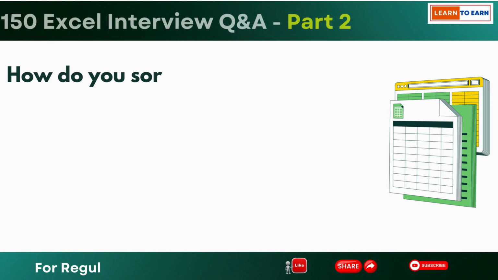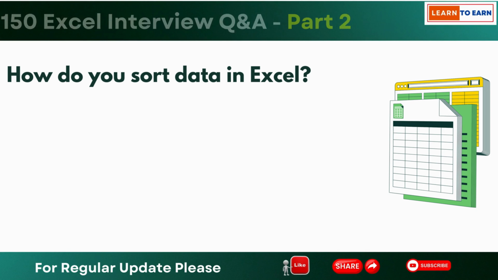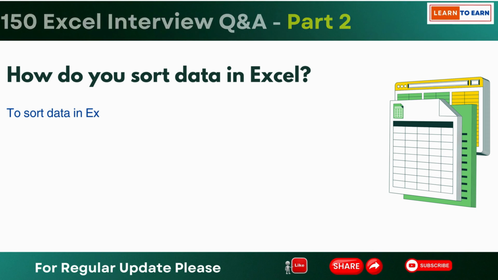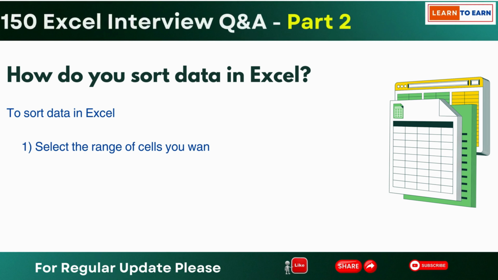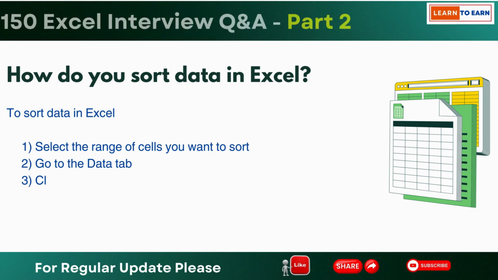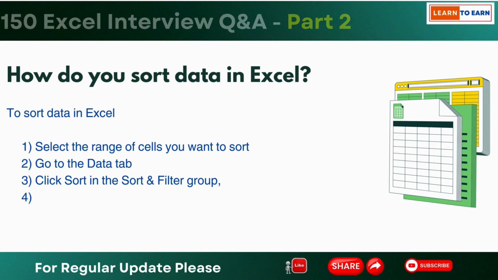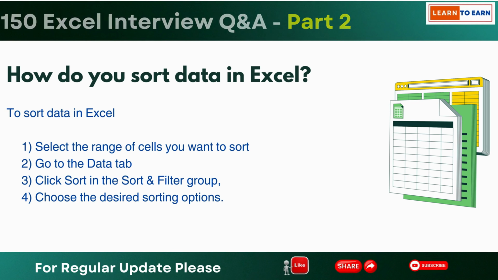How do you sort data in Excel? To sort data in Excel, select the range of cells you want to sort, go to the Data tab, click Sort in the Sort and Filter group and choose the desired sorting options.